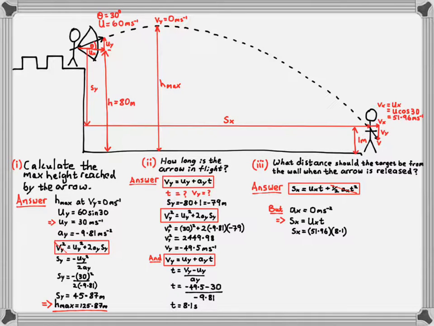So we fill in our values. Our horizontal velocity we got from u cos of 30, which was 51.96 meters per second, times a time of 8.1 seconds, and we get that the horizontal displacement is 420.88 meters. Okay, so we can see how these equations are very useful because they can be used in this case by the person launching the arrow to see exactly, knowing the velocity the arrow is released at and the angle he's releasing it from, what distance his target should be away from the wall to accurately predict where the arrow is going to land.